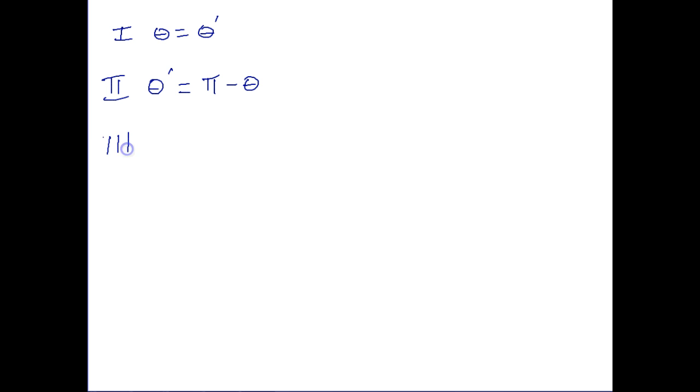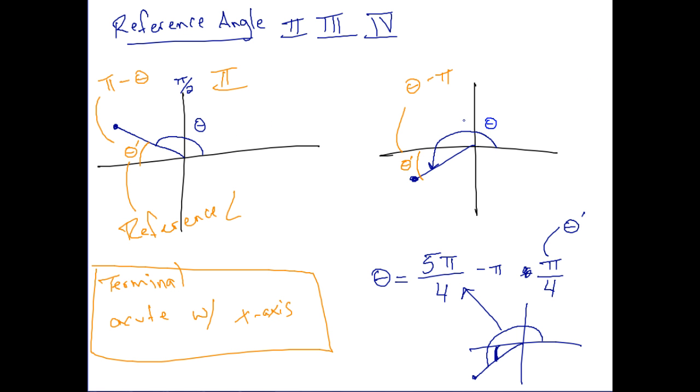If it's in the third quadrant, then our reference angle is going to be our angle minus pi. We saw this in the last diagram: if we're just before pi, we subtract our angle from pi to get our reference. But if we're just past pi, then we subtract pi from our angle to get our reference.